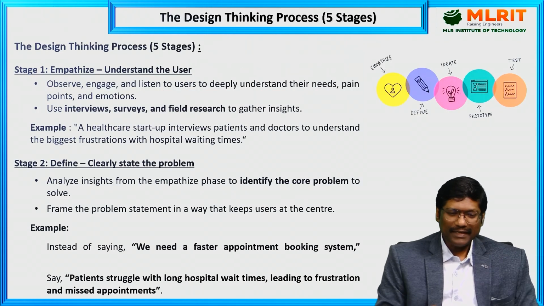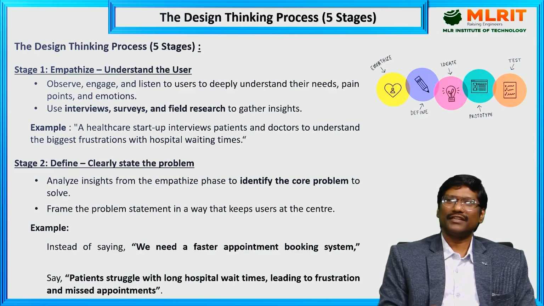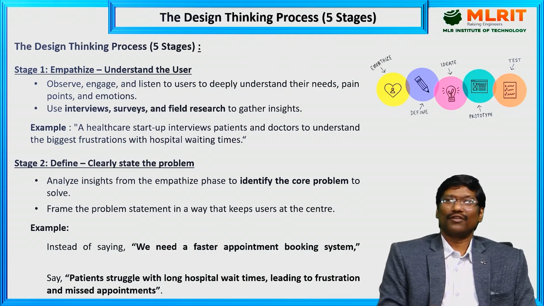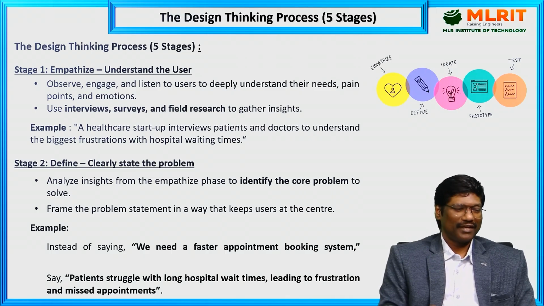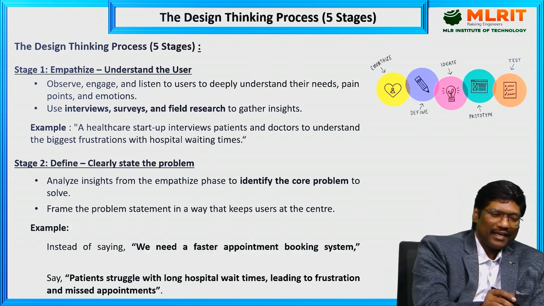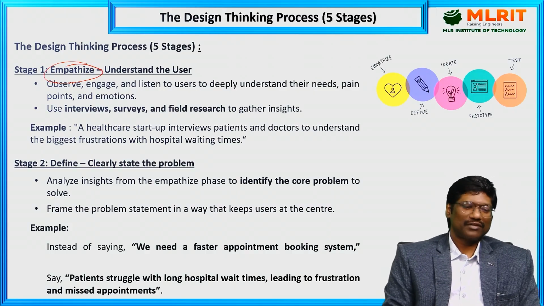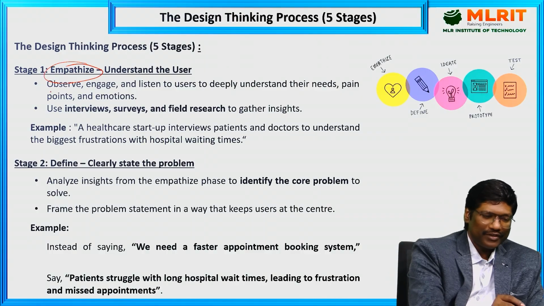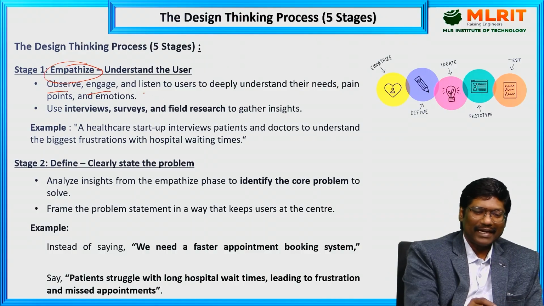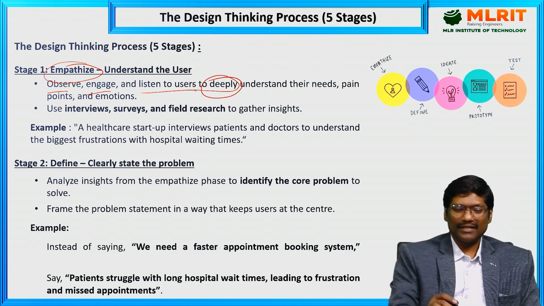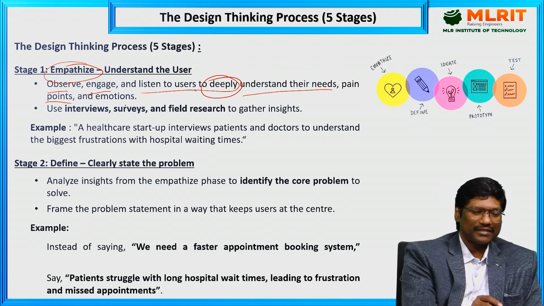Now, in design thinking, there are 5 stages in which you come up with an innovative solution to the problem identified for the users that you are targeting. The first stage is empathize. So this stage talks about understanding the user. What you have to do is observe, engage and listen to users deeply, and understand their needs, pain points and emotions.